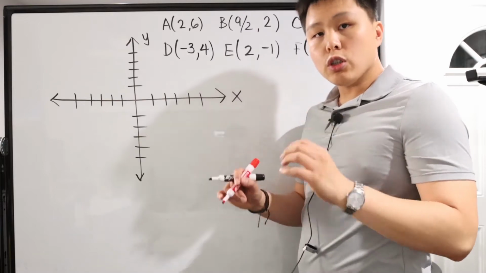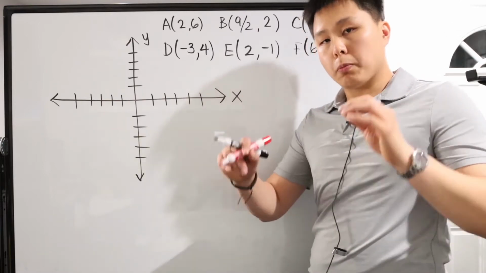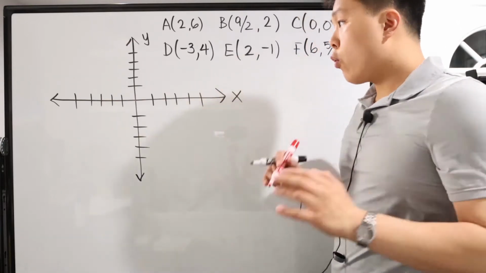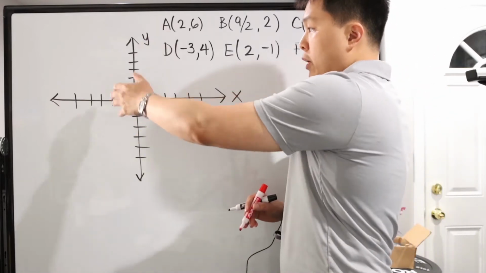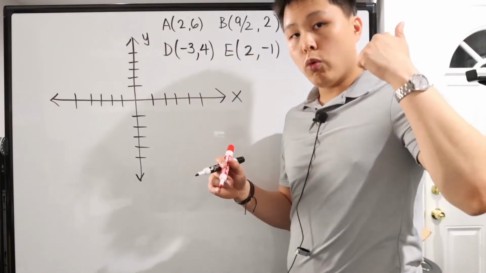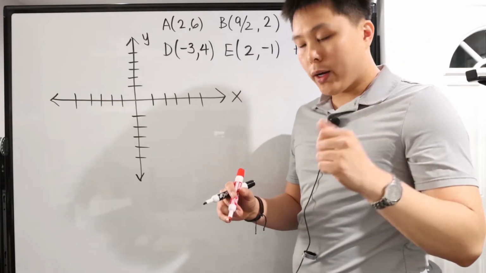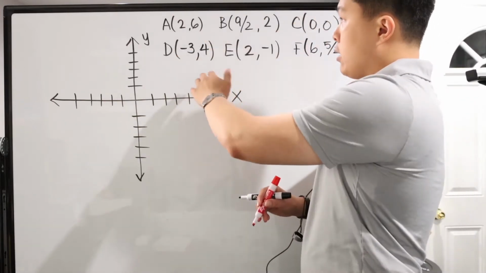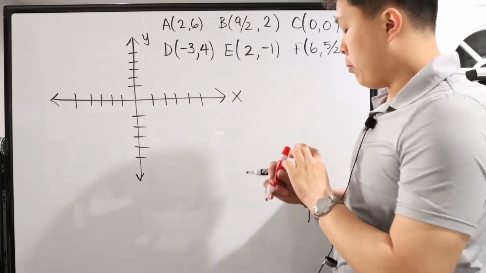So what we're going to do is, instead of just putting points on a number line, we're going to put points on a coordinate plane, which is separated into the x coordinate and the y coordinate. Before we begin, these are just 6 examples that we're going to go over in a bit.